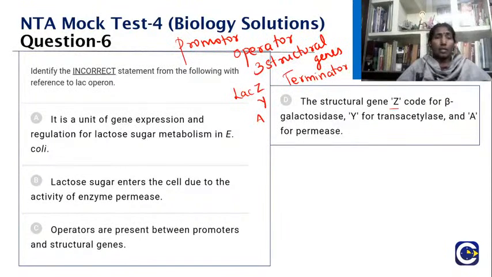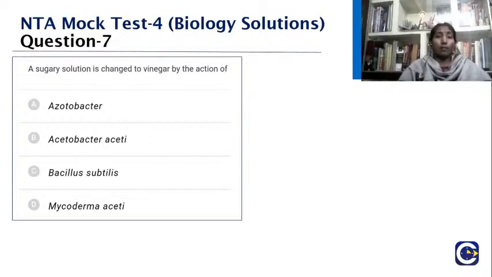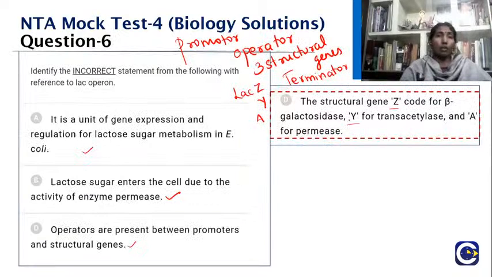But what is happening? It is a unit of gene expression and regulation for lactose sugar metabolism in E. coli, which is correct. Lactose sugar enters because of the enzyme permease. The operators are present between promoters and structural genes. But what is wrong here? The Z is for galactosidase. What about the Y? It is for the permease. And what about the A? It is for the transacetylase. So this is wrongly given. So that is the odd one out, the incorrect statement.